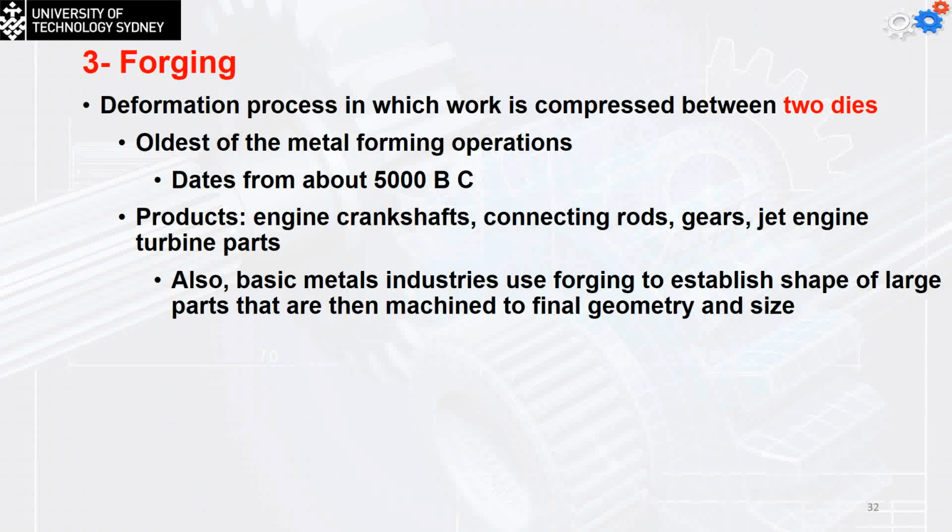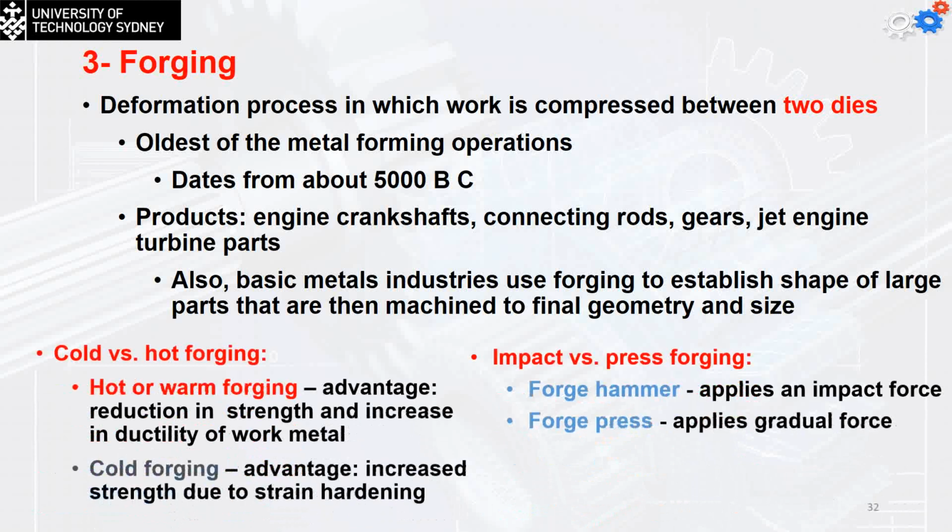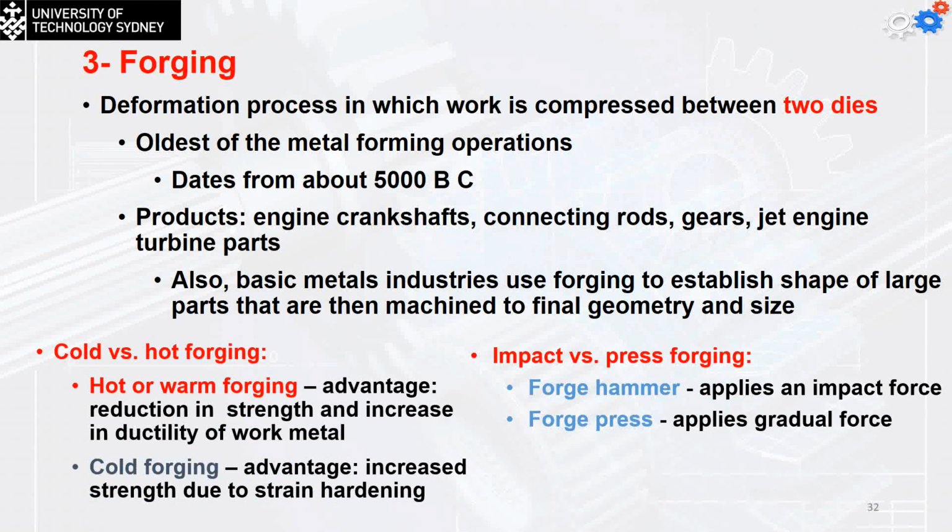The products can be engine crankshafts, connecting rods, gears, jet engine and turbine parts. Also, some basic industries use forging to establish the shape of large parts and then machine them to final geometry and size. You can have cold or hot forging. In hot or warm forging, the advantage is the reduction of strength and increased ductility of the work metal, as we mentioned earlier. In cold forging, the advantage is increased strength due to strain hardening. And we gave an example for both.